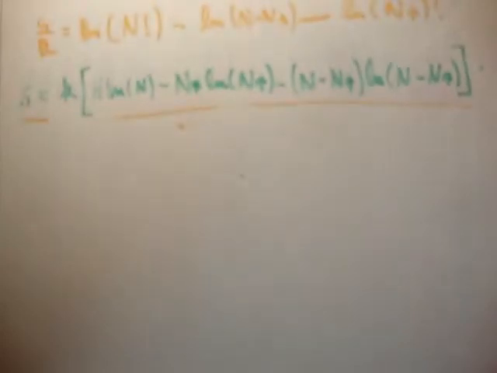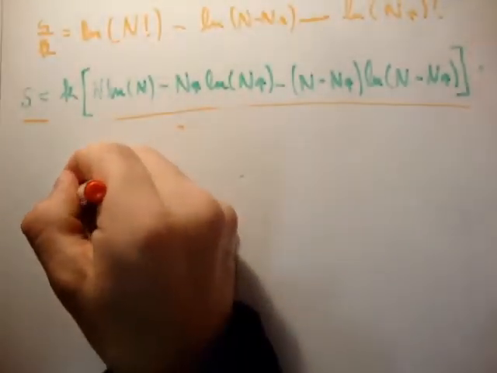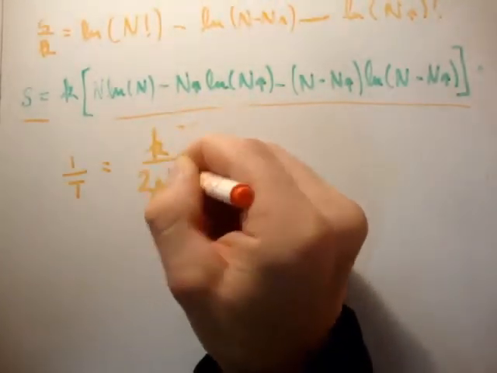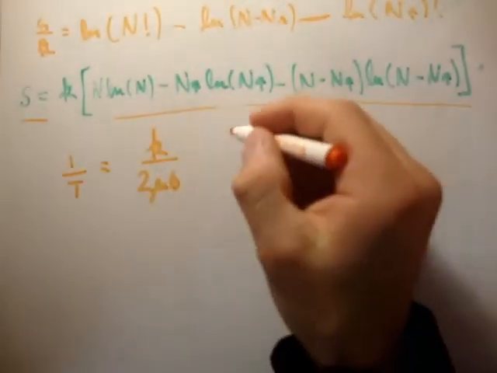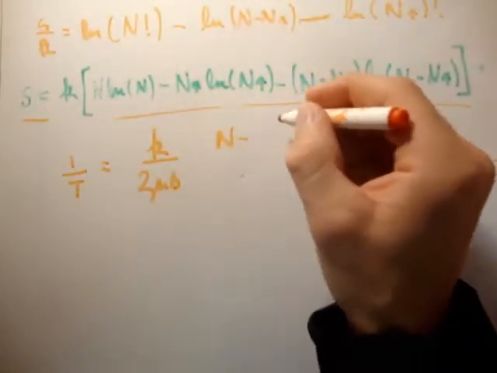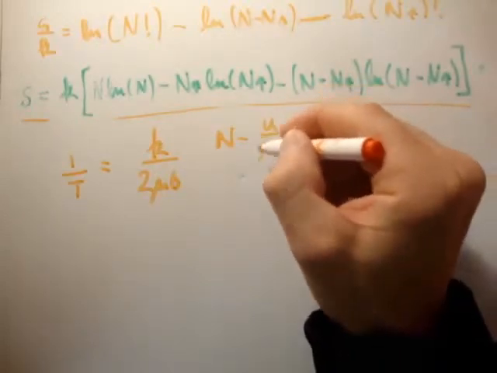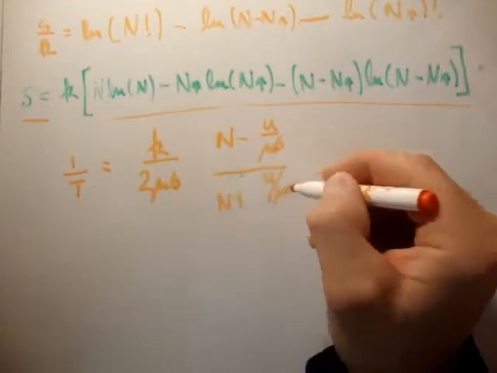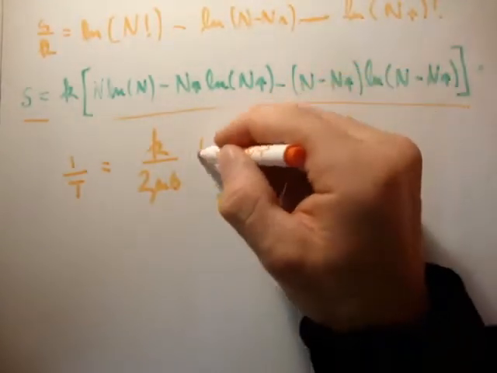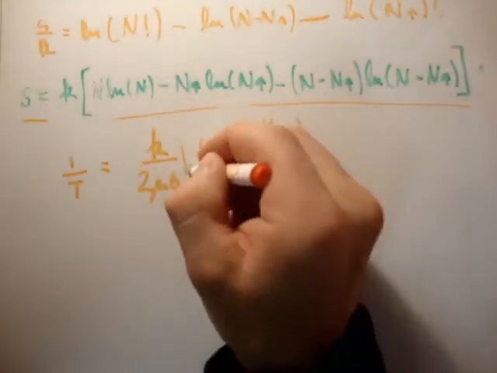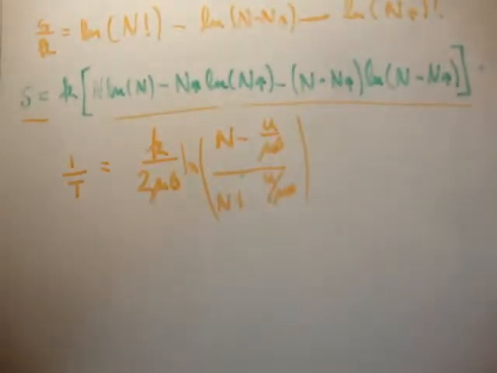Okay, so this is a very, very small bit of manipulation, but we can rewrite 1 over the temperature as equal to Boltzmann's constant divided by twice mu B, and then we have the logarithm of (N minus U over mu B) over (N plus U over mu B). Like that. Sorry, there's of course a logarithm in here. And that is 1 over the temperature. So now we have the temperature. Okay, so what's the next step?